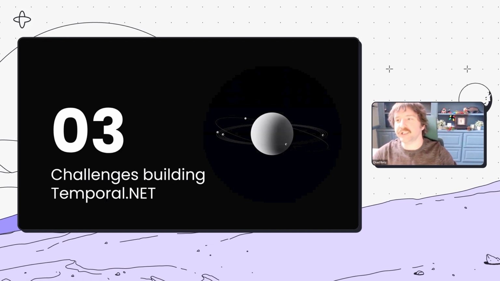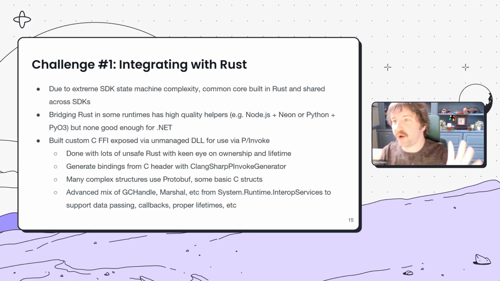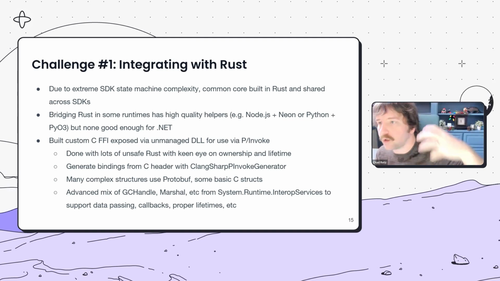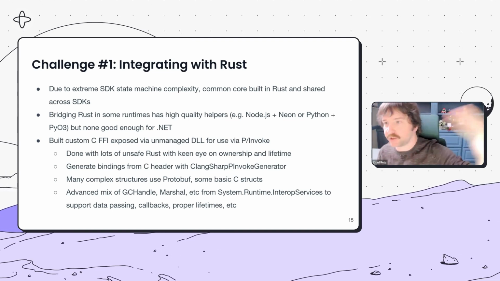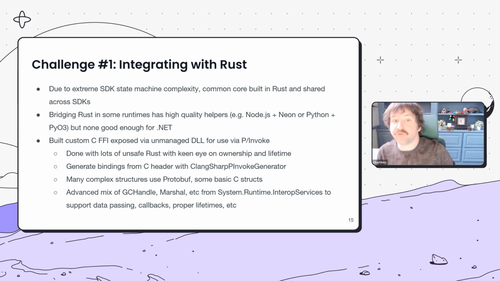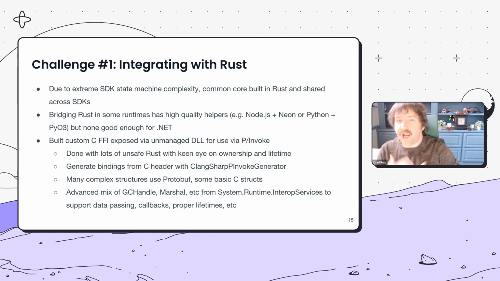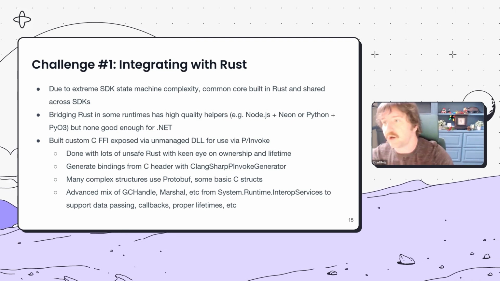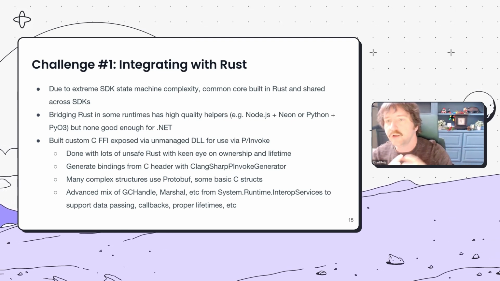So the first challenge is we have to integrate with Rust. So the core logic and state management, and actually the gRPC communication with the server and everything, is built in Rust. And it is powering our Python and TypeScript SDKs in addition to our .NET SDK.